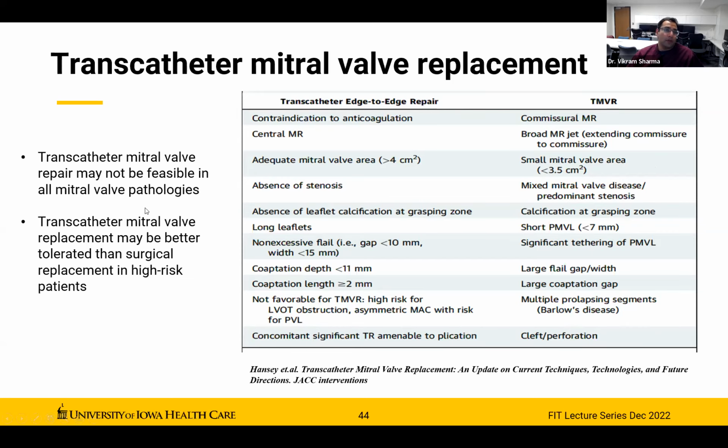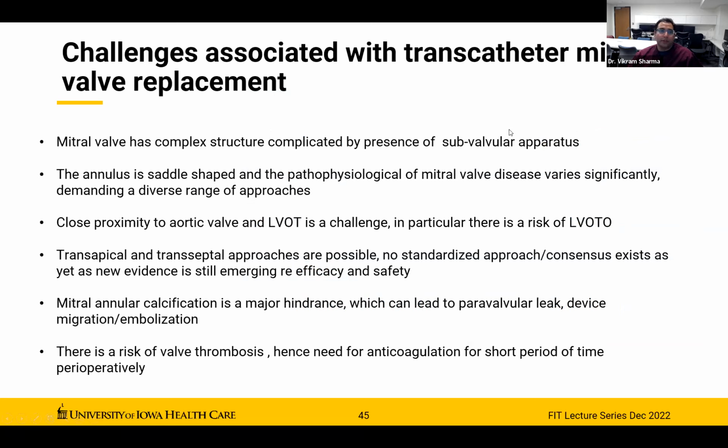So this basically suggests that there are some patients who may not be feasible for transcatheter edge-to-edge repair, and in those patients, a transcatheter mitral valve replacement may be better tolerated than a surgical procedure. This is what we will talk about in the next part of this talk.